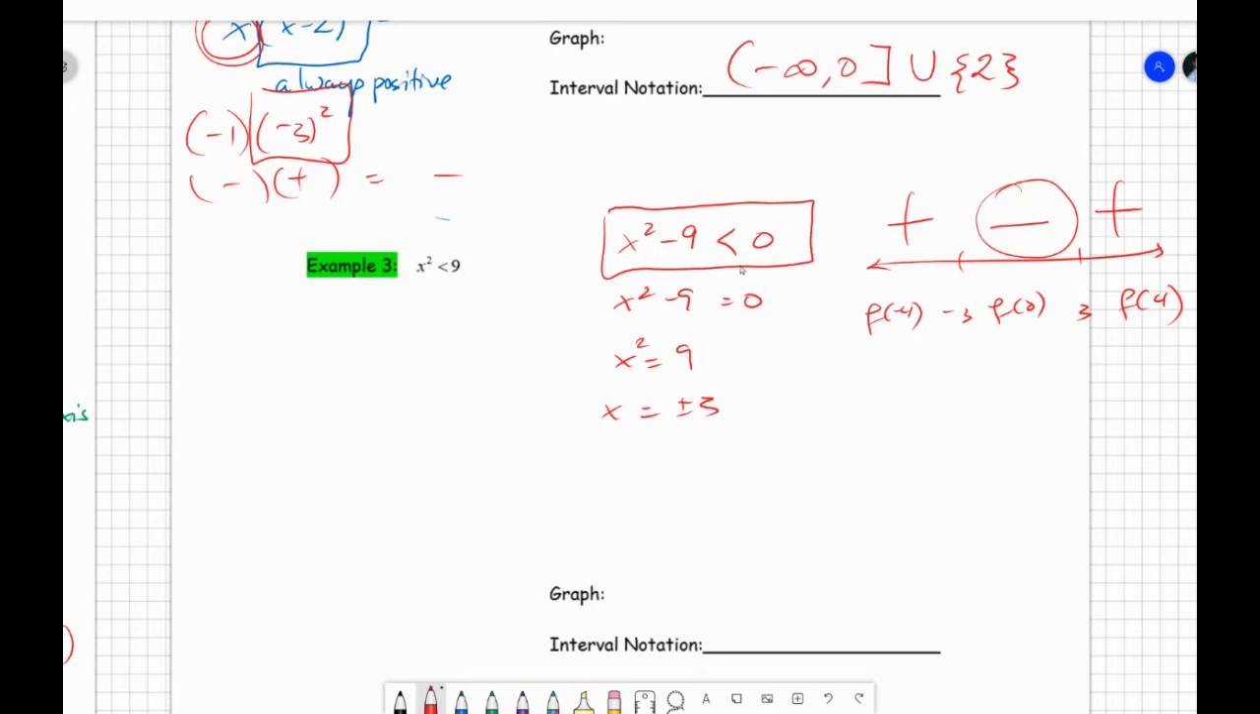There's no equality here in the inequality, so I do not want to include the endpoints. So I'm going to use an open circle instead of a closed circle. So my interval notation is from -3 to 3, not including the boundary points.